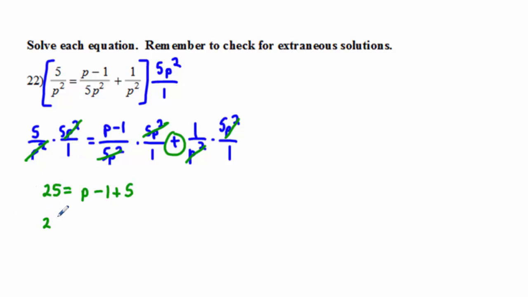Now, this is a pretty simple equation for us to solve. I need to add like terms here, which is 4, and then subtract the 4 to the other side to get p by itself. So p equals 21. If I look back up here, if I plug in 21 to my denominators, I don't get 0 on the bottom, so 21 is fine for my answer.